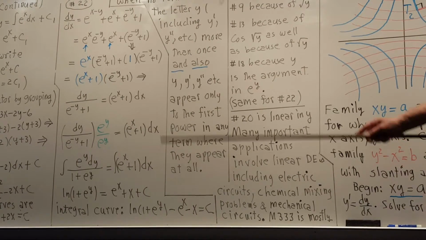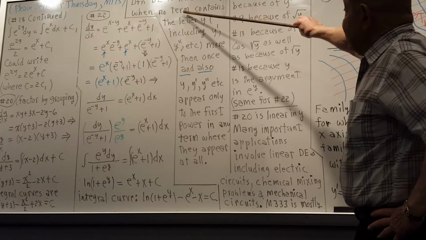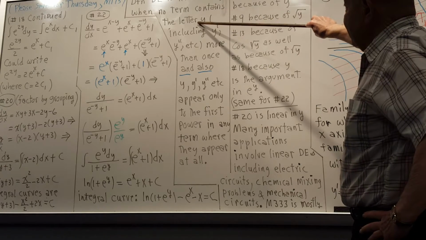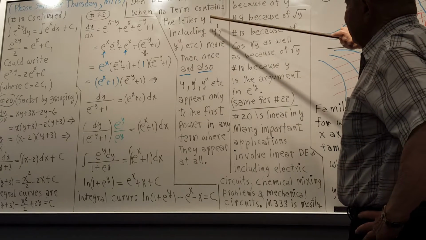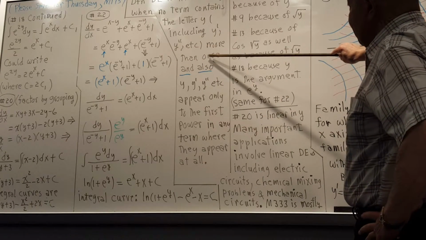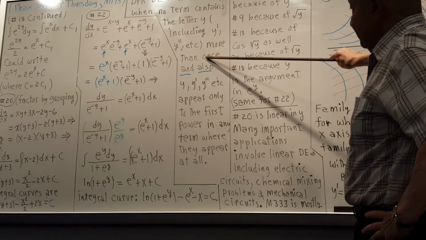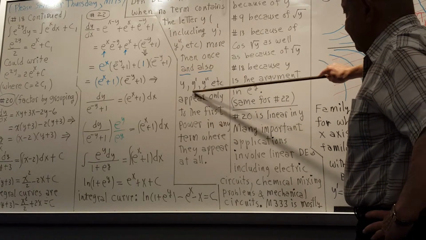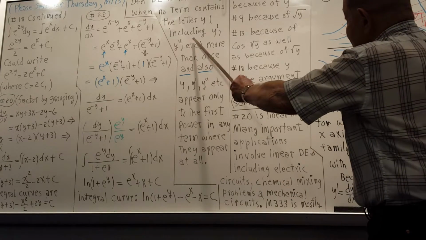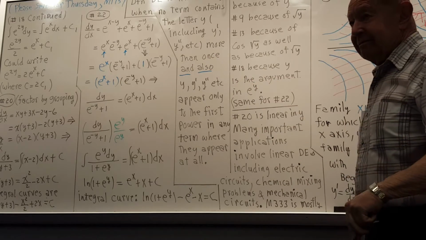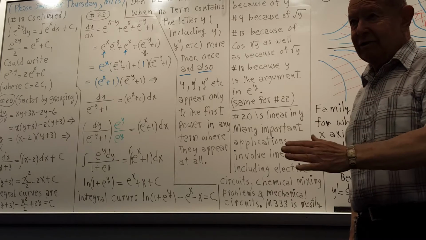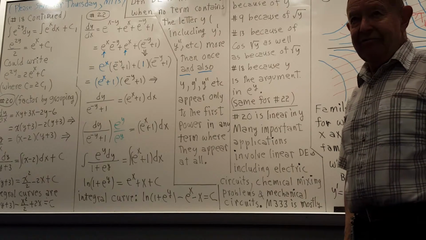Well, I've dropped the name linear. So the definition is that the differential equation is linear when no term contains the letter y, including y prime, y double prime, etc., more than once. This is per term, and also they appear only to the first power in any term where you have them. So this first part means that it's no longer linear if you have a term that looks like y times y prime, which you could have.